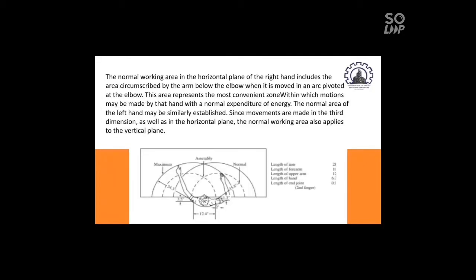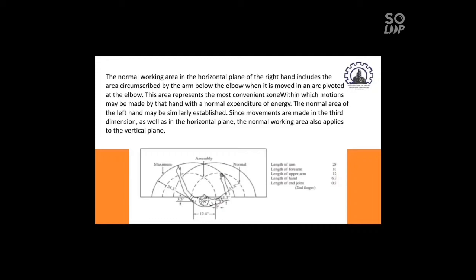The normal working area in the horizontal plane of the right hand includes the area circumscribed by the arm below the elbow when it's moved in an arc pivoted at the elbow. This area represents the most convenient zone within which motions may be made by that hand with the normal expenditure of energy. The normal area of the left hand may be similarly established, since movements are made in a third dimension as well as in the horizontal plane. The normal working area also applies to the vertical plane.